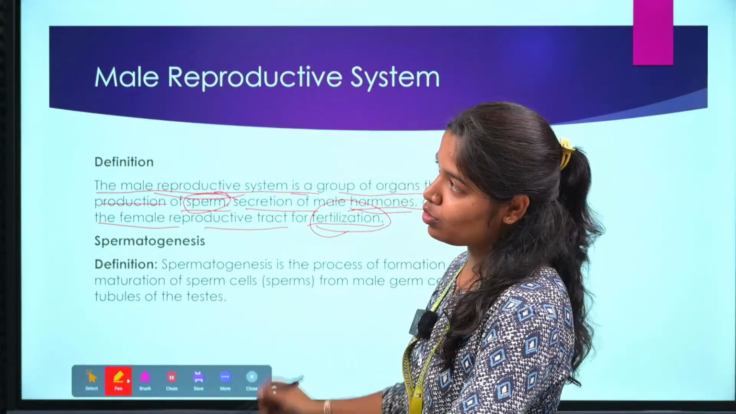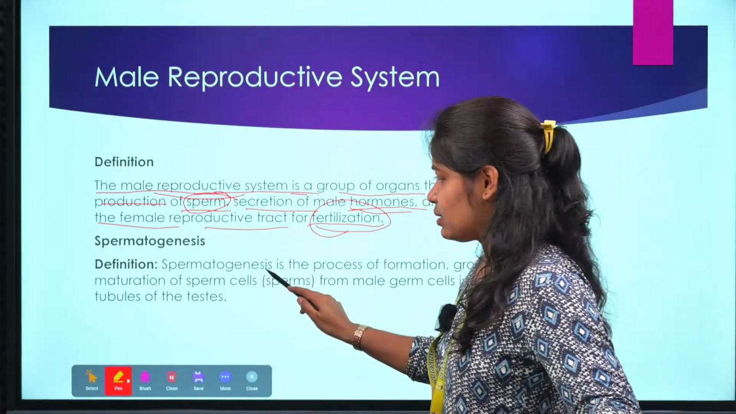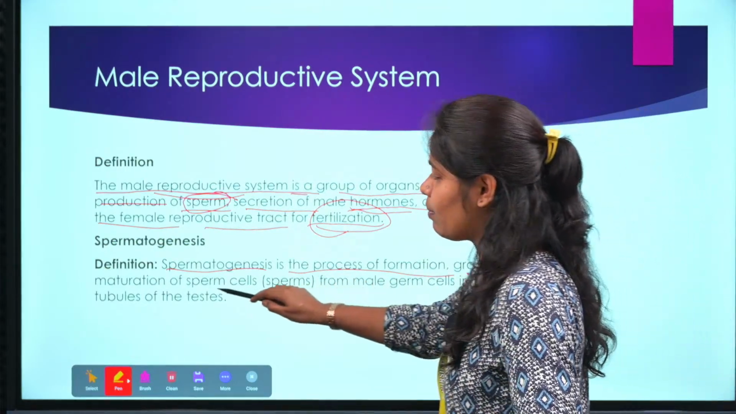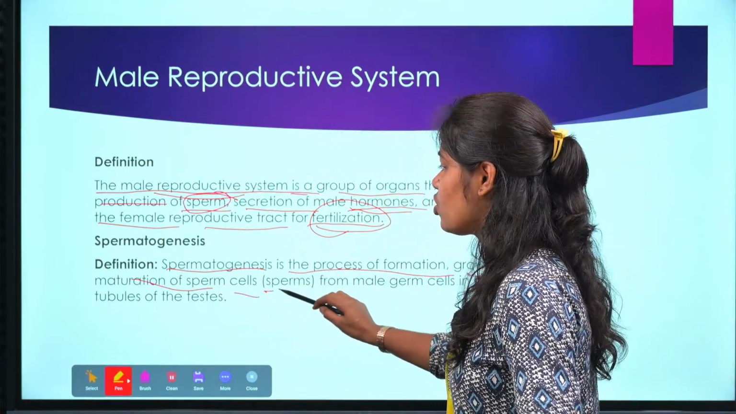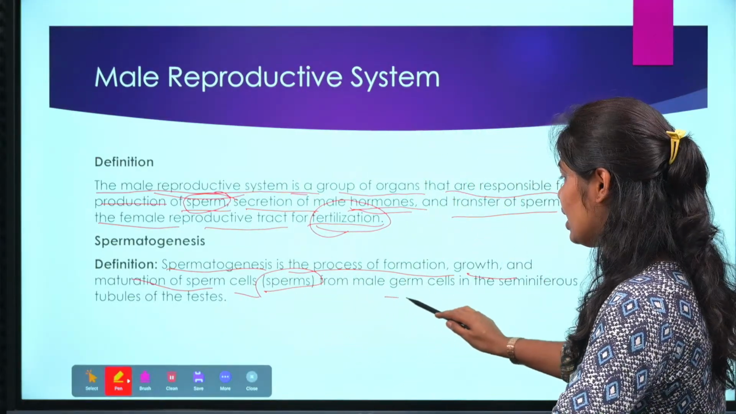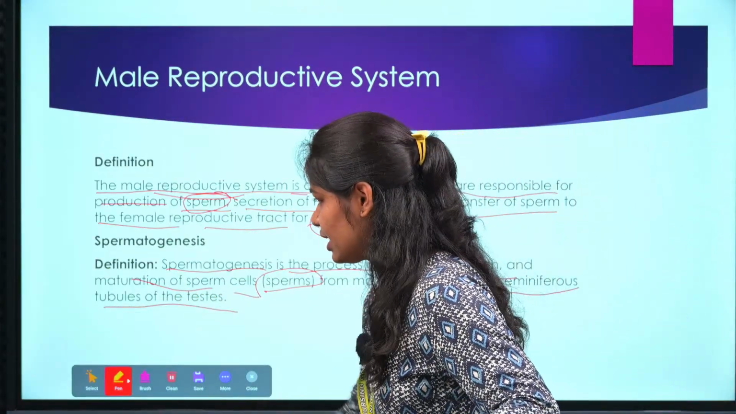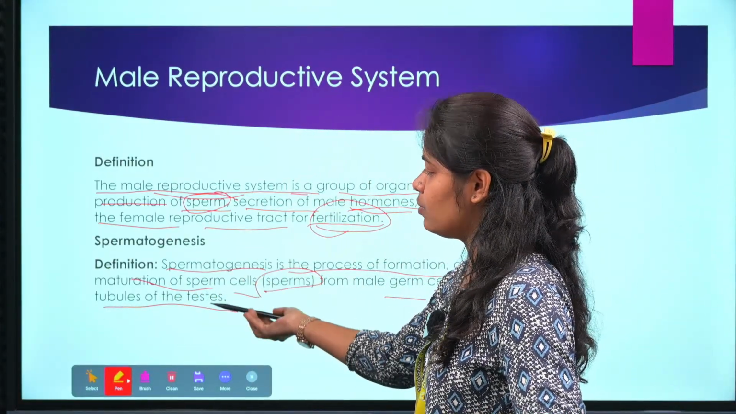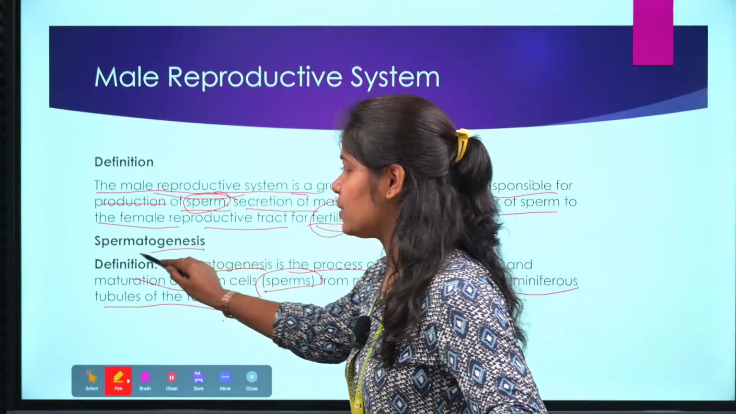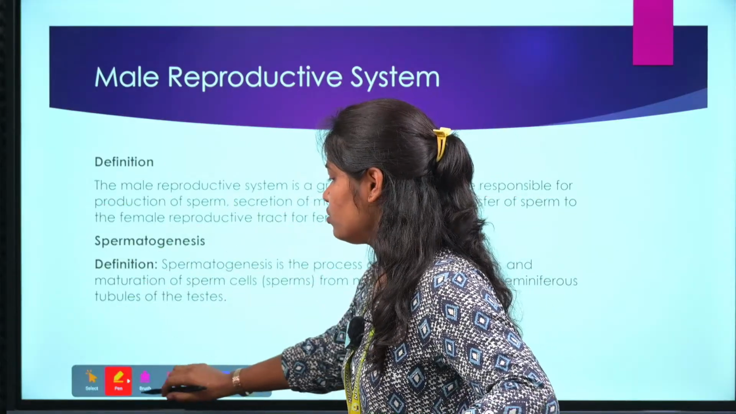Spermatogenesis is the process of production of the sperm. Spermatogenesis is the process of formation, growth and also maturation of the sperm cell. We will call it sperm, from the male germ cell in the tubules of the testis. The production of the sperm from the tubules of the testis, we will call spermatogenesis. This happens in the male reproductive system.